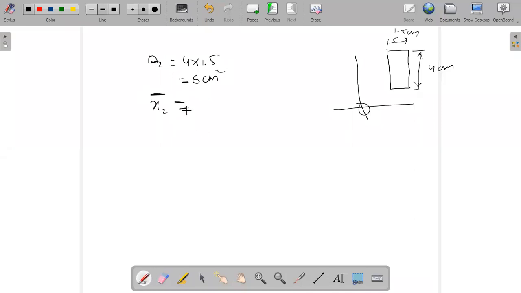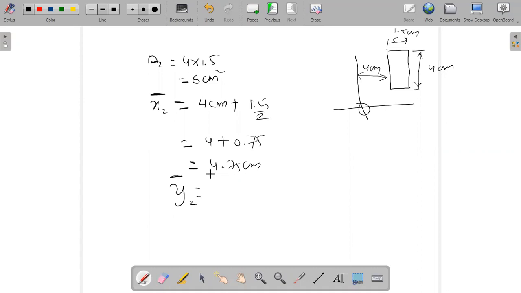X2 bar is equal to, before entering this section, how much length is present here? Check in your diagram. It will be 4 centimeter. So this is 4 centimeter plus half of the length in the x direction. What is the length in the x direction? 1.5 divided by 2. So that is 4 plus, what is 1.5 divided by 2? 0.75. So the answer is 4.75 centimeter. Next is y2 bar. Is this value clear? Correct? Please check.